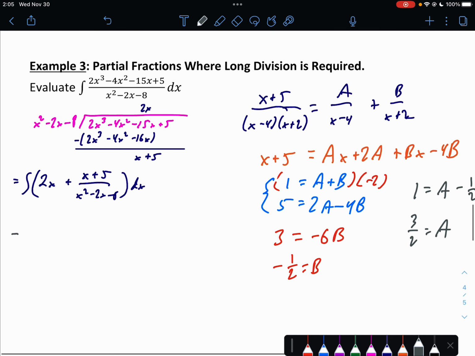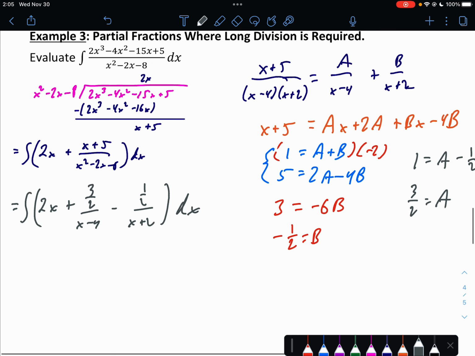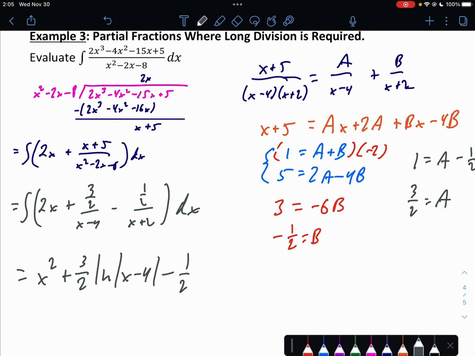So now I can go back over here and rewrite my integral as 2x plus 3/2 over x minus 4 minus 1/2 over x plus 2. And now it's a pretty easy integration. 2x squared over 2, or just x squared, plus 3/2 ln x minus 4 minus 1/2 ln x plus 2 plus c.